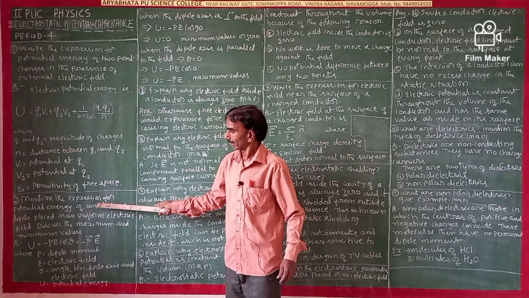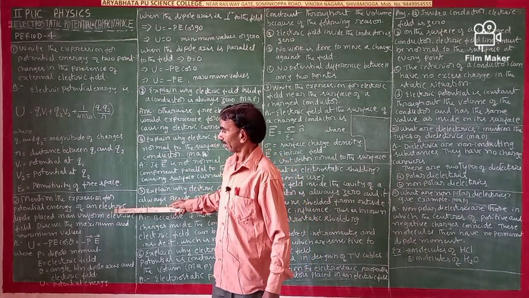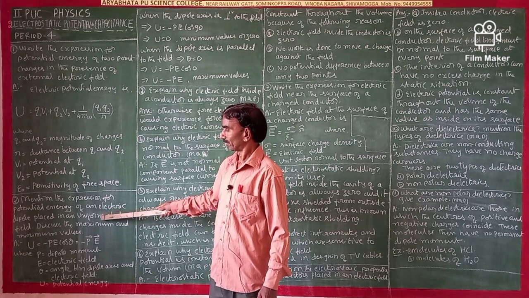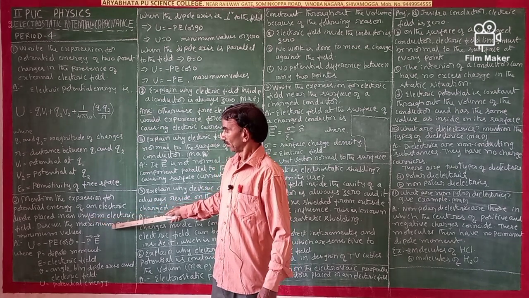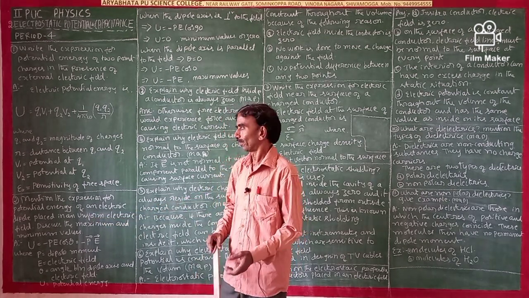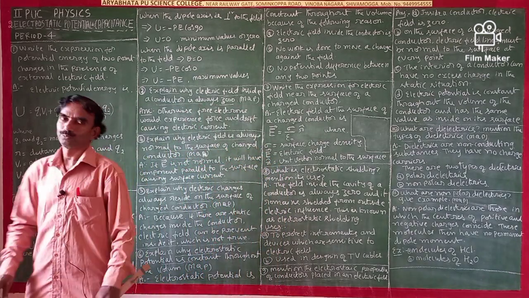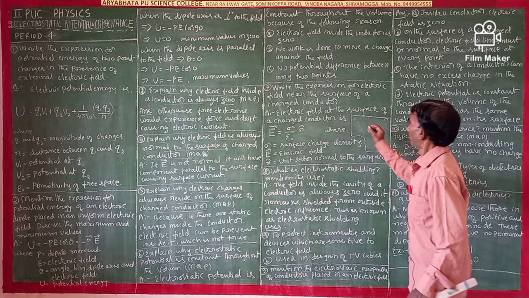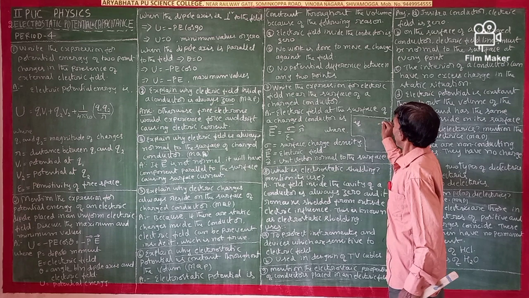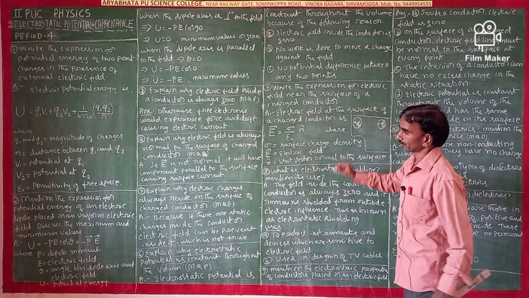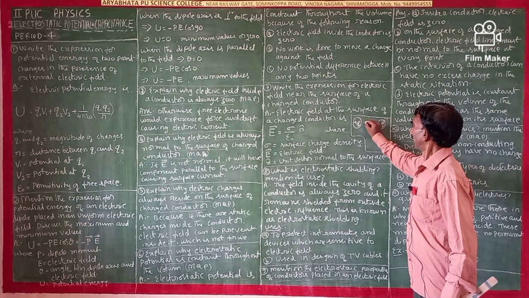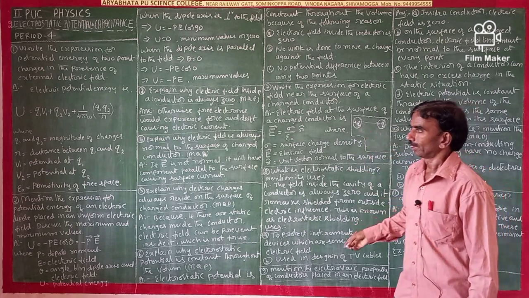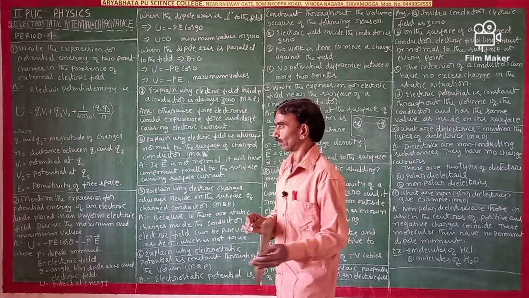And the next one: mention the expression for potential energy of an electric dipole placed in a uniform electric field. See, the electric dipole is placed in the uniform electric field. Discuss the maximum and minimum values. So we have to place the electric dipole in the uniform electric field. Dipole means a plus Q charge and a minus Q charge are there. There is an electric field, and in between we have to find the expression for potential energy.